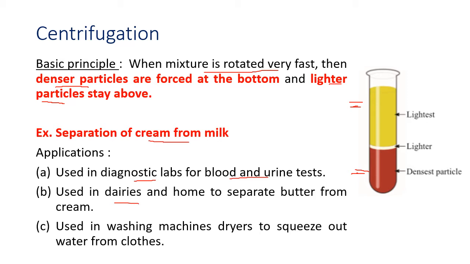It is used in dairies and homes to separate the butter from the cream. It is used in washing machine dryers to squeeze out water. A washing machine has got a dryer. When you rotate the clothes at a high speed, the water will settle at the bottom. This process is called centrifugation. So centrifugation is possible when the components of the mixture have denser particles and lighter particles. All we have to do is spin the mixture at a very high speed.